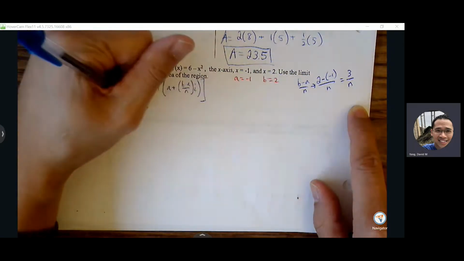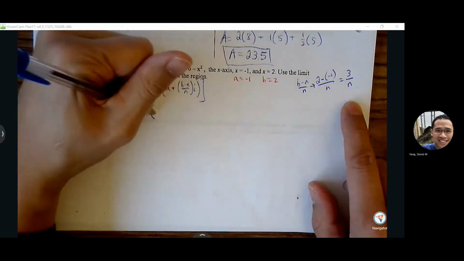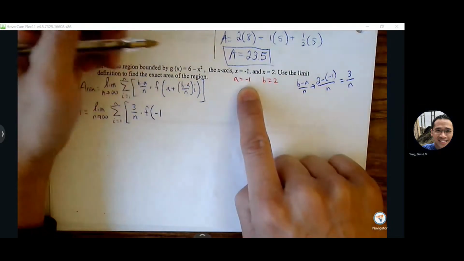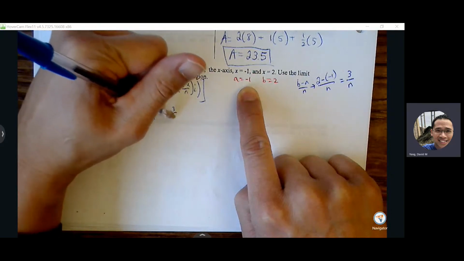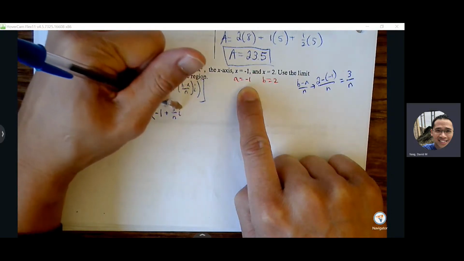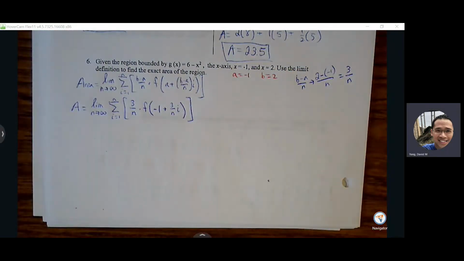And my height component is f of, this is still in function notation, left endpoint plus width times i. Okay, are we comfortable up to that point? Any questions?